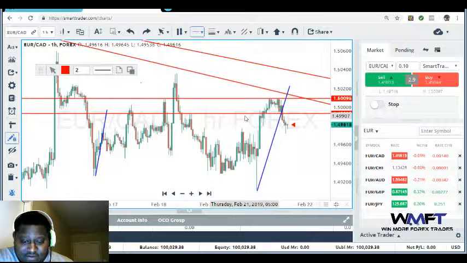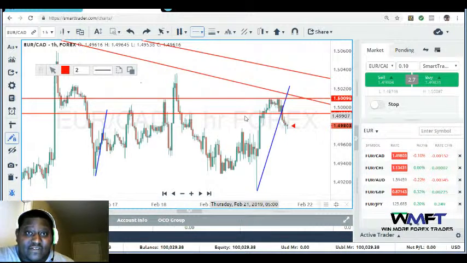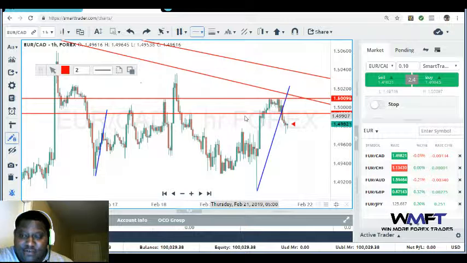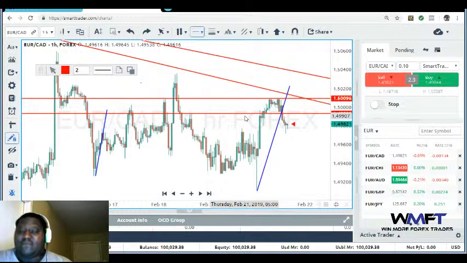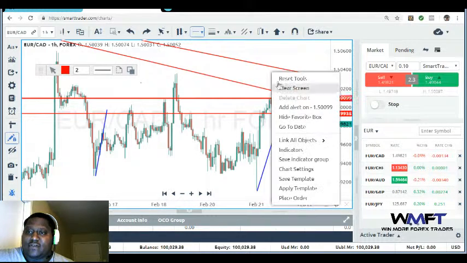We're going Euro Canadian dollar. I'm about to plug all the numbers into this order right here. Euro CAD. Everybody can pretty much trade with the MetaTrader 4 app off your cell phone, and that's exactly what I'm using right now. So for that price point, my stop loss is 1.5019. That is 10 pips above the highest point of where the market broke that counter trend line.